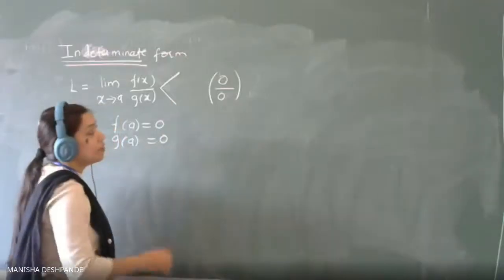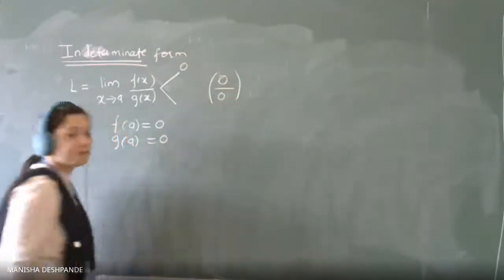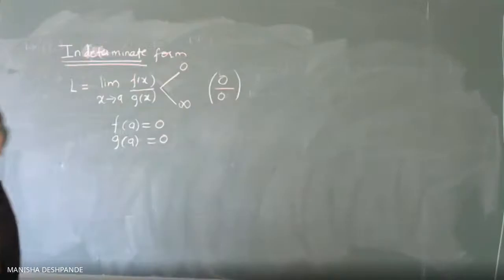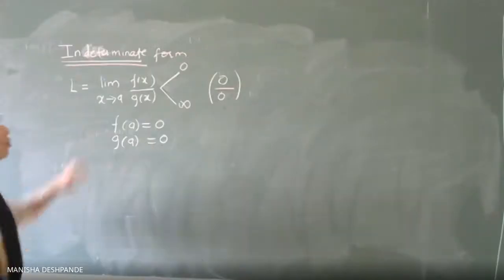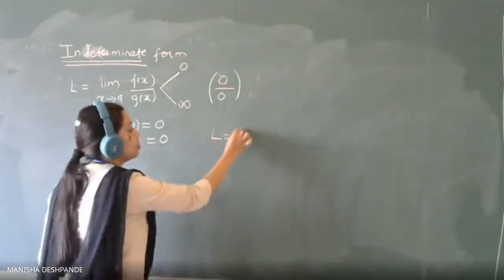Okay, 0 by 0, then just see what are the different answers that you can get. 0 by anything, the answer is 0. And anything by 0, the answer is infinity. Okay, so it is taking more than one value. So we have to do something on this limit so that it will take a fixed value. Are you getting it?